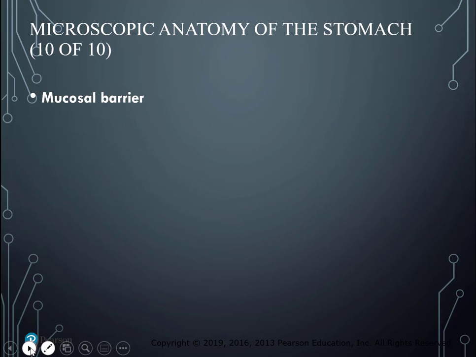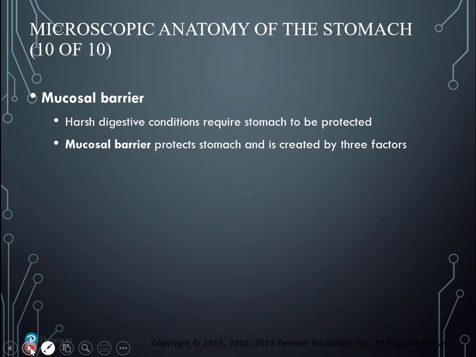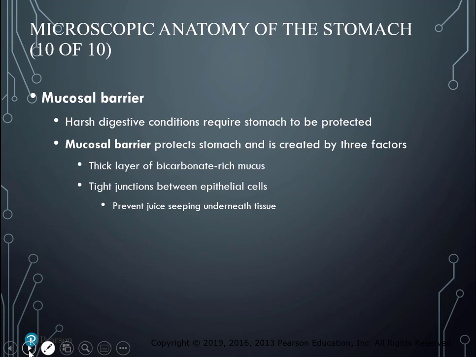So your stomach has a mucosal barrier, and the purpose of this is to protect the stomach from harsh digestive conditions. This mucosal barrier is created by three factors. One is a thick layer of bicarbonate-rich mucus. Another is the tight junctions between the epithelial cells, which prevent the juice from seeping underneath the tissues.